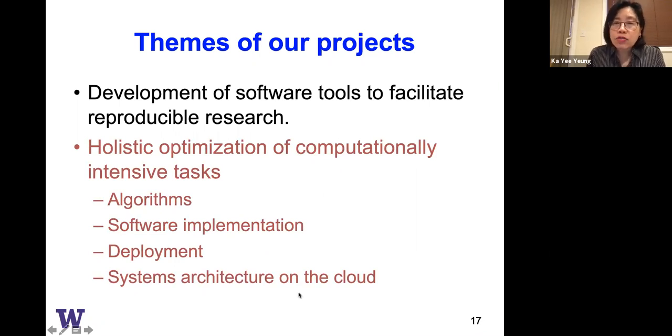So here, I would like to talk about what we mean by holistic optimization. There have been a lot of very nice optimized methods, especially for the alignment step. But in our group, what is unique is that we optimize a workflow in many different ways. We optimize the algorithm, we optimize the software implementation, we also optimize how each task is being deployed. And we also optimize the system's architecture on the cloud. By accounting for many different types of optimization, we hope to further improve performance.